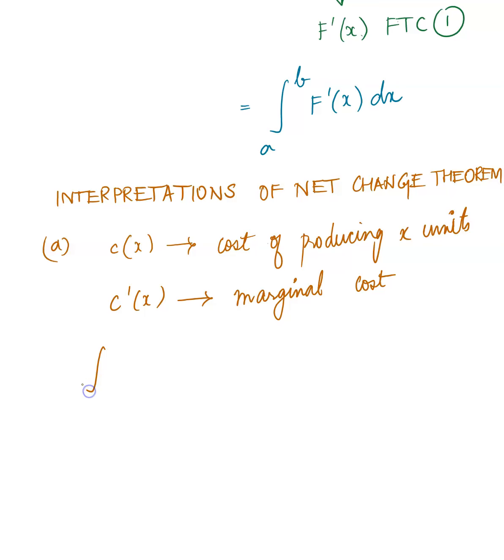And there, this very net change theorem would be rewritten to go from x1 to x2, right? So x1 units to x2 units. The integral of C prime of x dx would give the cost of producing x2 units minus the cost of producing x1 units. That's how they will interpret this.